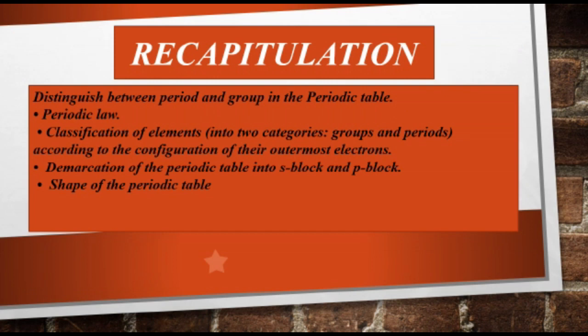Now come upon a quick recap of our today's lesson. In our today's lesson, we have discussed about periods, groups, how they are distinguished from each other in the periodic table. We have also discussed about periodic law, periodicity, the repetition of properties after regular intervals. Moreover, we have classified the elements into groups and periods according to their electronic configuration. In the same way, we have divided the elements into S and P block elements, and we have also discussed their shapes in the periodic table.